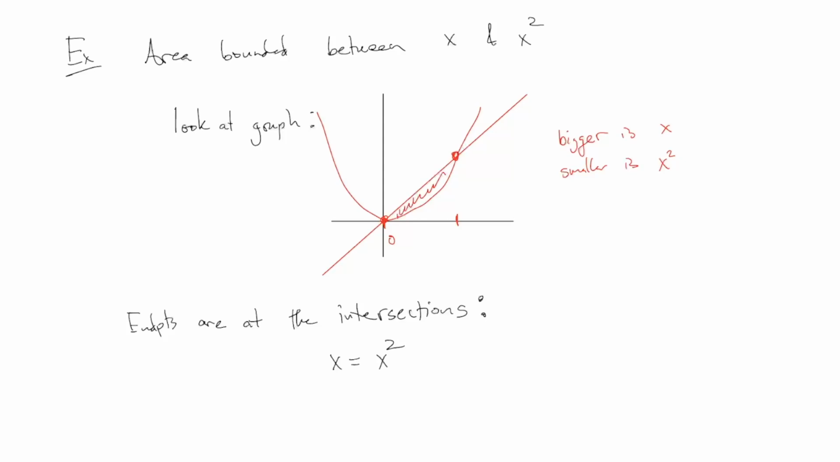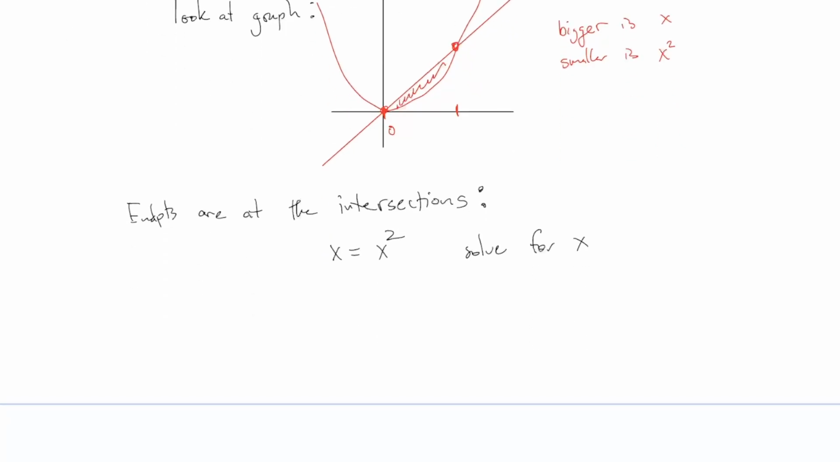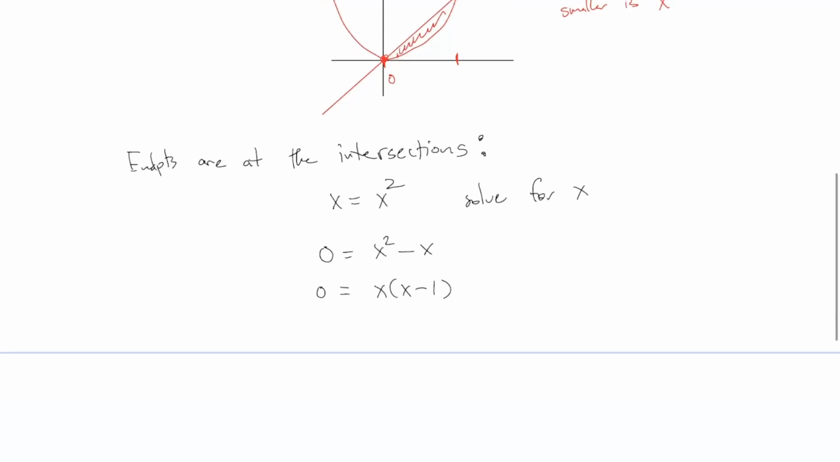So the proper way to solve this would be to move everything over to one side. So I'll write it as 0 equals x squared minus x, and then factor: x times (x minus 1). And this means x equals 0, x equals 1. Those are my two intersections.